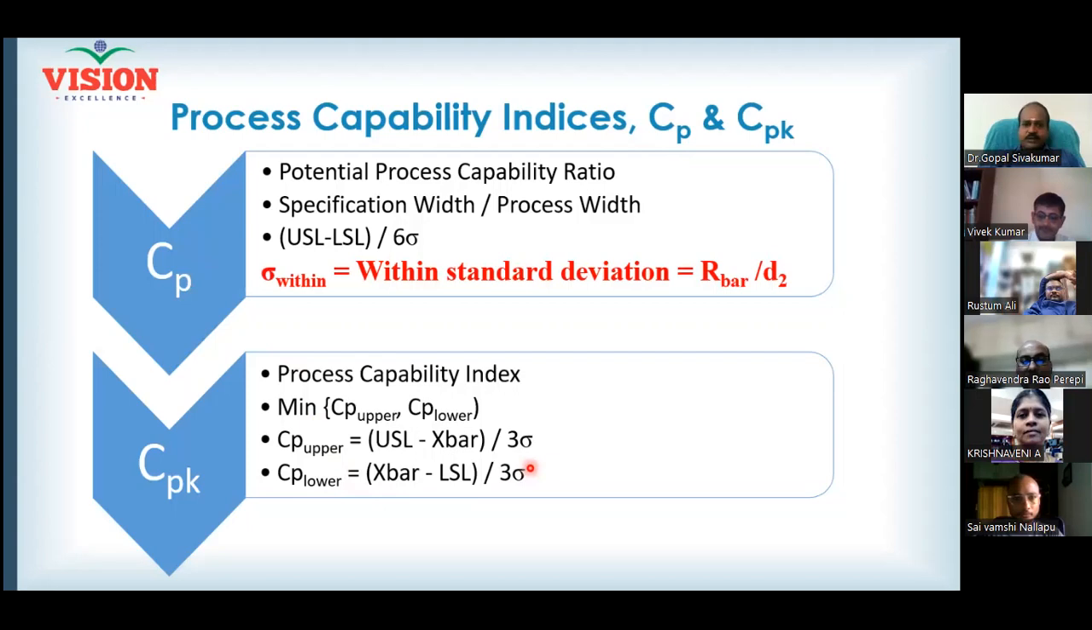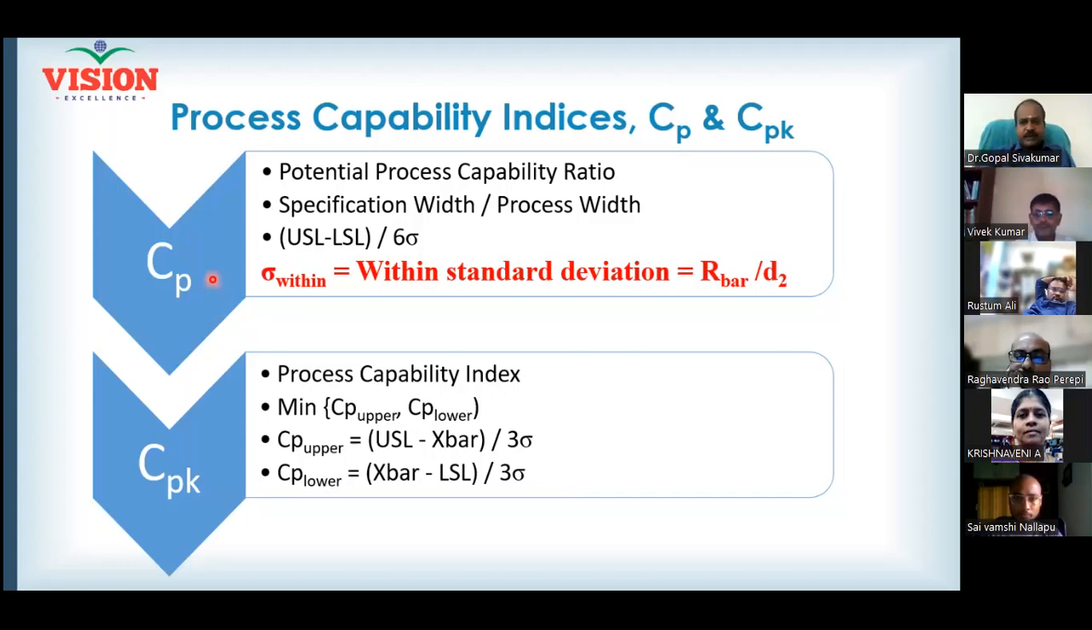Because it not only checks your variation, it also checks your central tendency, right? So for any process to remain capable, CPK should be more than 1.67. Simple thumb rule. Always CPK will be smaller than CP. So look at the CPK first. If CPK itself is more than 1.67, take it for granted, CP will also be more than 1.67. Your process will be capable in terms of variation, in terms of central tendency.